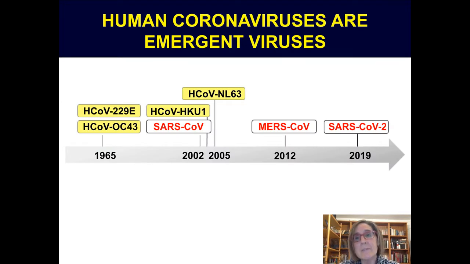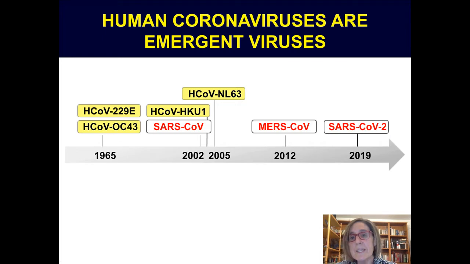At present, 7 human coronaviruses are known. The 4 in yellow cause mild respiratory infections like common colds. Some of them, 229E and OC43, are known since the 60s. The other 3 coronaviruses in red have emerged in the 21st century, and all of them cause pneumonias that can be deadly in humans. The first SARS coronavirus emerged in China in 2002 from civet cats as the intermediate host.